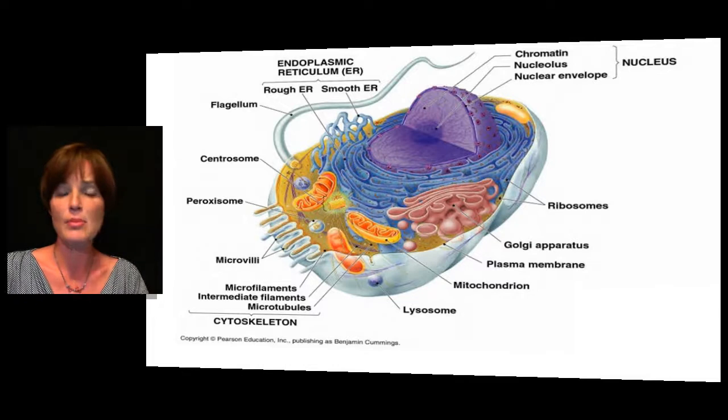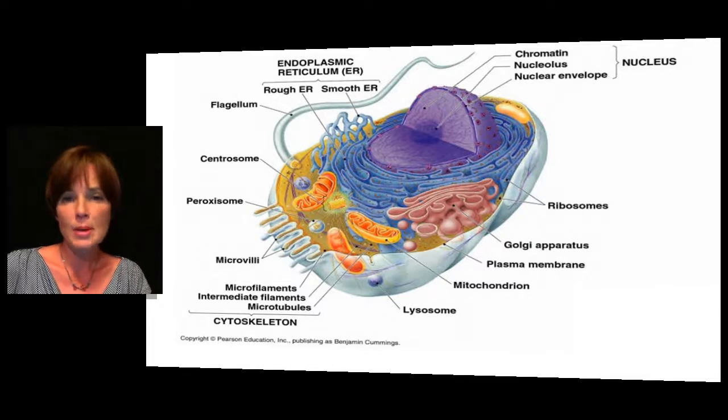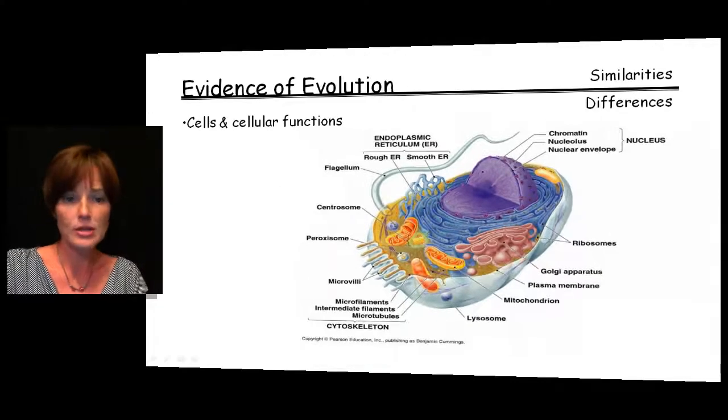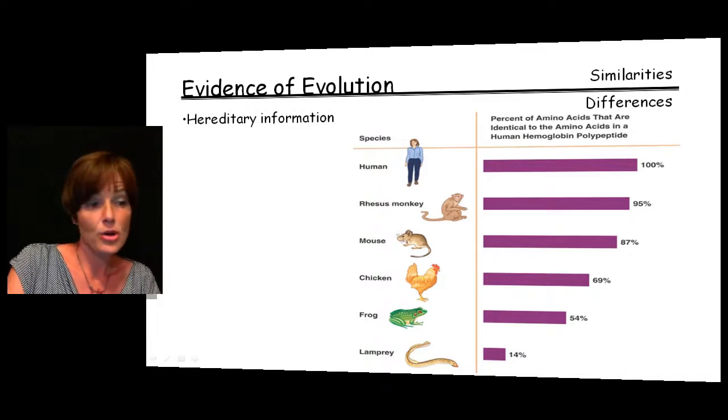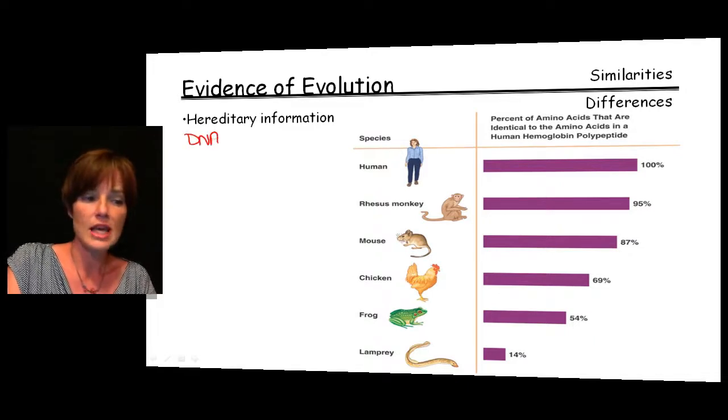All cells have a plasma membrane. That plasma membrane is made up of essentially the same thing. It's a phospholipid bilayer. All cells have water-based cytoplasm. Lots of similarities. They have a similar cell division process. So mitosis is very similar in the two. We could also talk about hereditary information. So when we talk about hereditary information, we're talking about DNA.